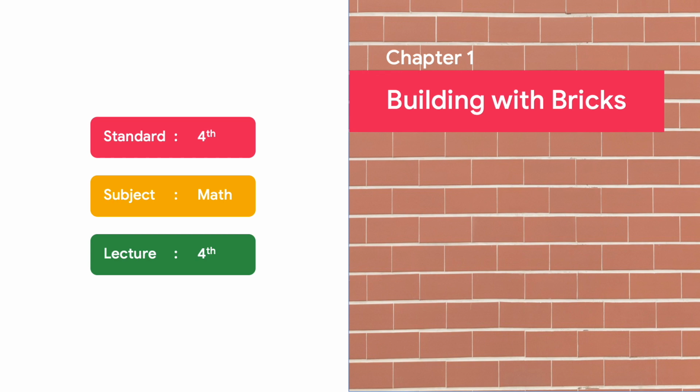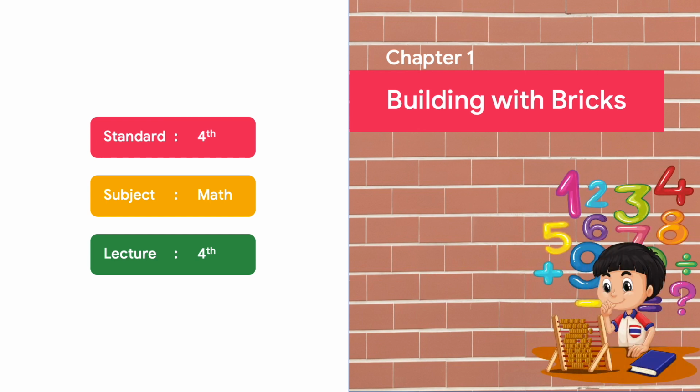In our previous lecture, we studied some floor patterns, 2D shapes, 3D shapes and mirror halls. Today we are going to study a new topic of chapter number 1. The name of that topic is unitary method. What is the unitary method that we have to study today? After some sums regarding the unitary method, we will see how we can find out the value of many things from one thing.